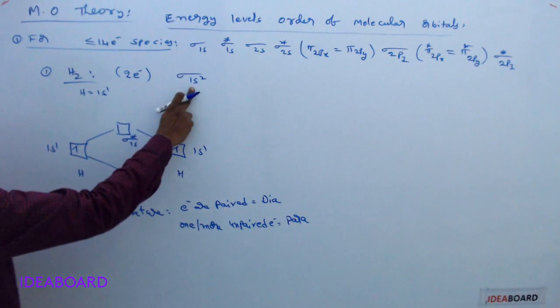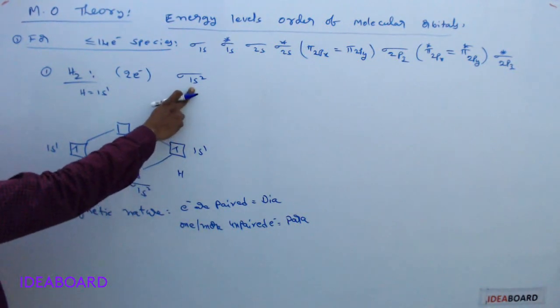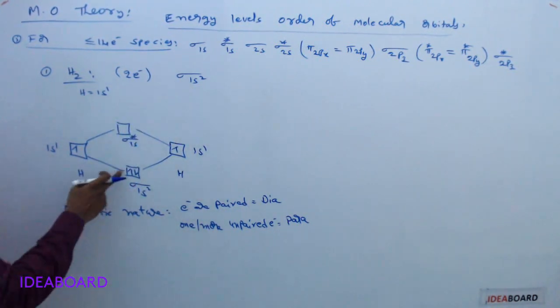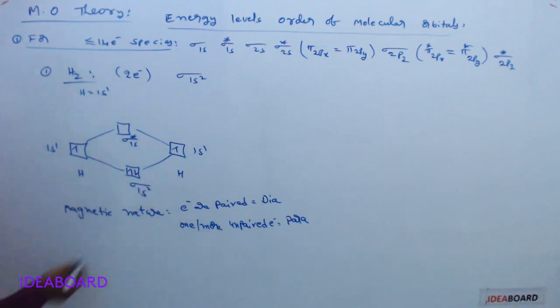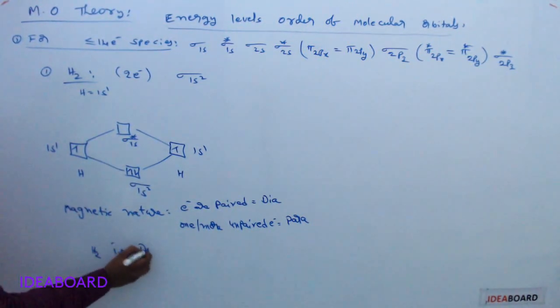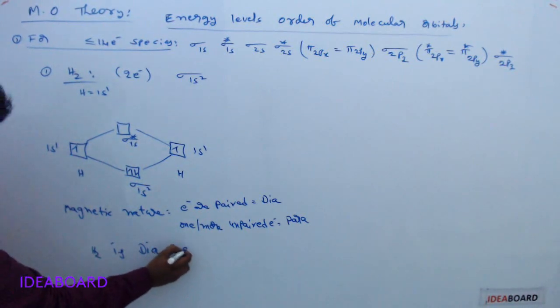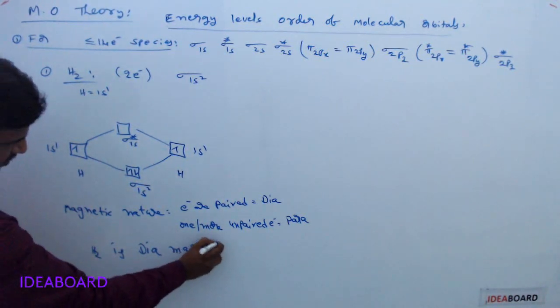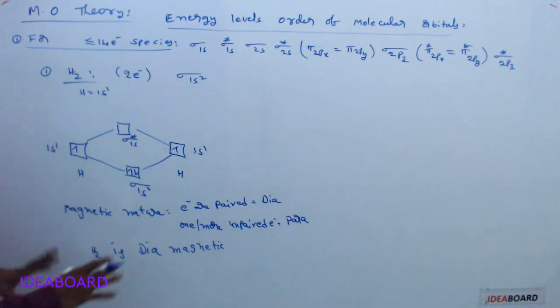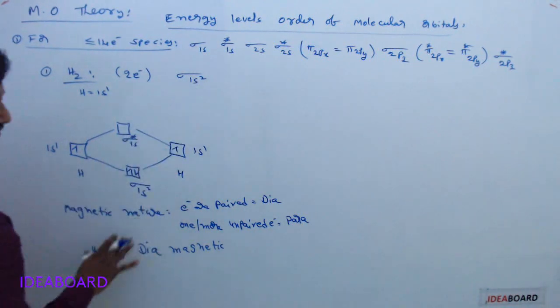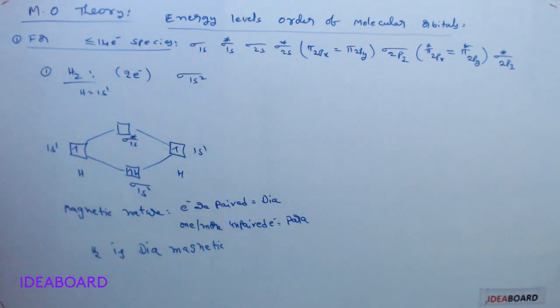Here this is sigma 1s2. In this configuration there is no unpaired electron. The two electrons are paired. So the H2 molecule is diamagnetic. Simply we can say that. And finally I will give a simple trick also to calculate the magnetic nature. And next, bond order.